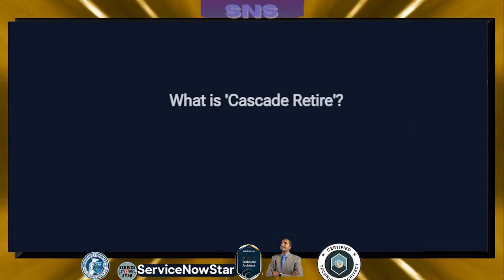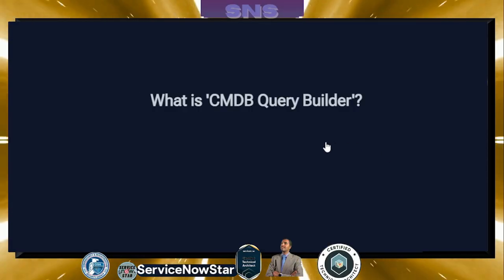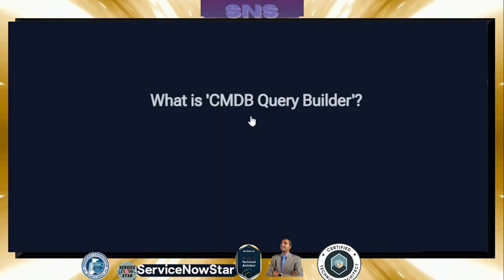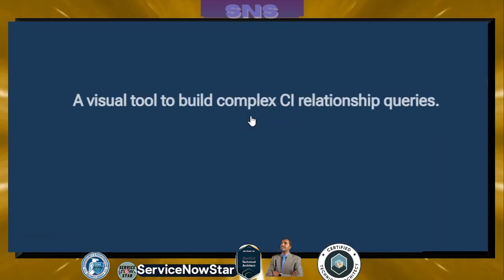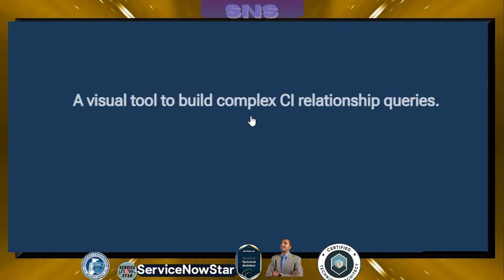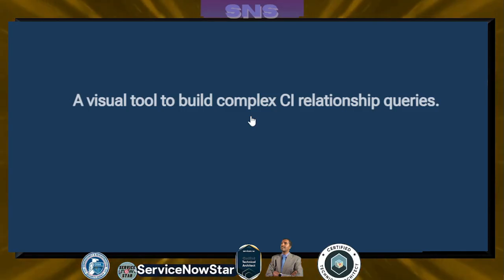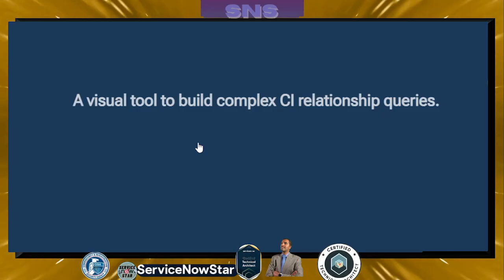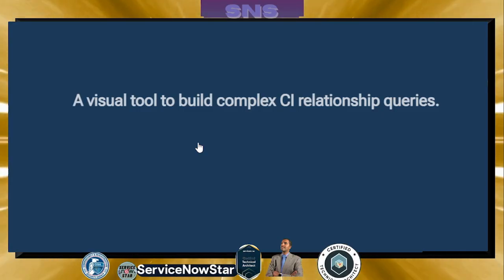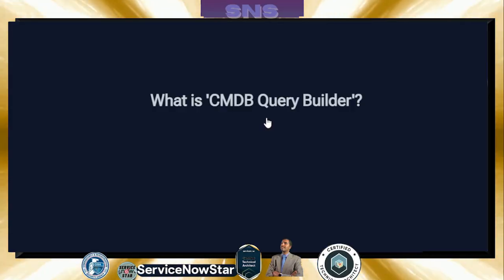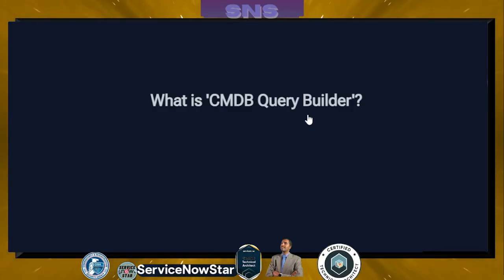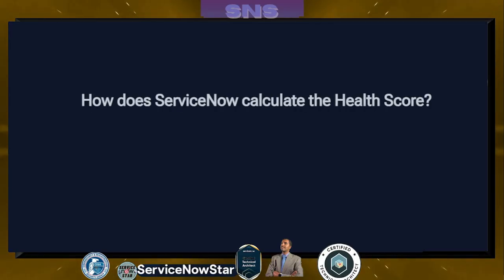That's called cascade retire. What is CMDB Query Builder? Okay, Query Builder. I love Query Builder. It's really great in ServiceNow. Query Builder is a visual tool to build complex CI relationship queries. You have a complex CI relationship from one CI to another, and it really helps you create a relationship so you can query the data. That's what we call CMDB Query Builder. Let's move on. We are almost halfway.